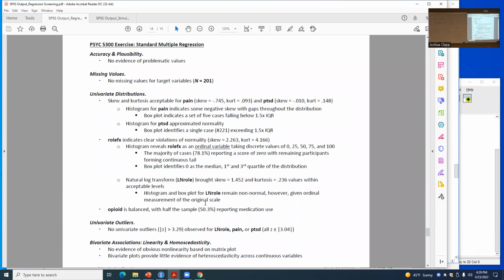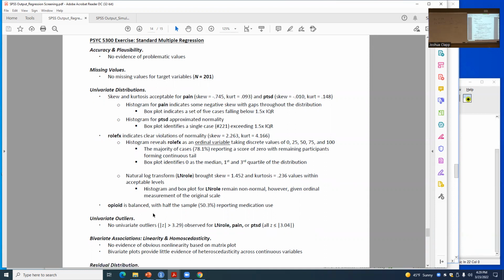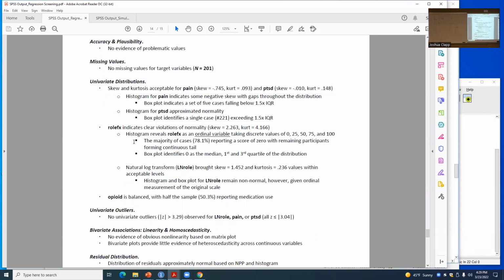Our univariate distributions, you know all about this, right? So we're talking about our scaling and kurtosis acceptable for pain and PTSD, giving some values, describing our histograms and our box plots, identifying role functioning, clear violations of normality, saying, hey, when we take a look at this, this is actually an ordinal variable, so that's problematic. The majority of cases, 78%, reported a score of 0, right? The box plot identifies 0 as the median, first and third quartile. So just trying to describe what's going on with this.